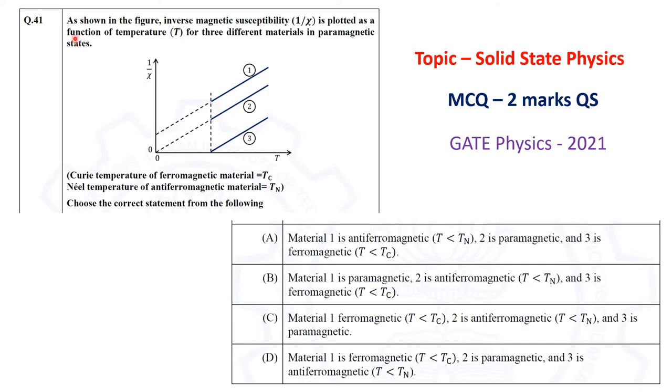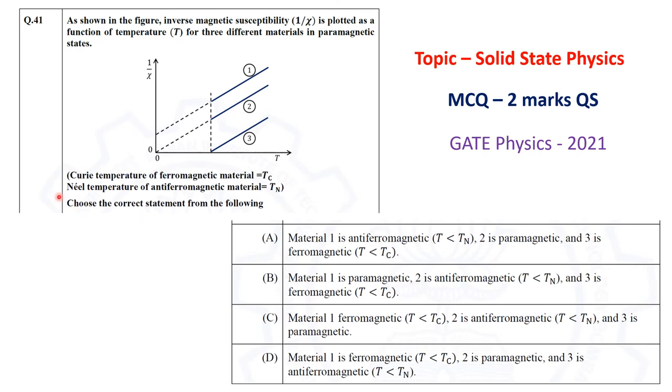According to the question, as shown in the figure, inverse magnetic susceptibility, that is 1 by chi, is plotted as a function of temperature T for 3 different materials in paramagnetic states. So this plot for 1 by chi versus T is given for 3 different kinds of magnetic materials. So this is the plot for the first material, this second plot is for the second material, and third plot is for the third material. So there are mainly 3 types of magnetic materials. They are paramagnetic, ferromagnetic and antiferromagnetic. So we have to identify which plot corresponds to which material.